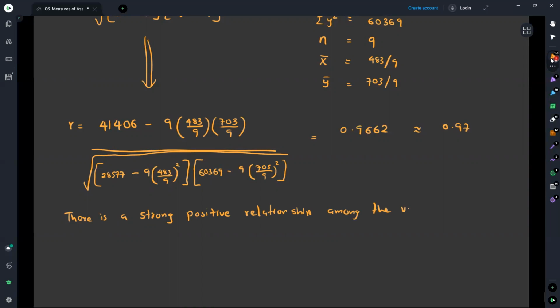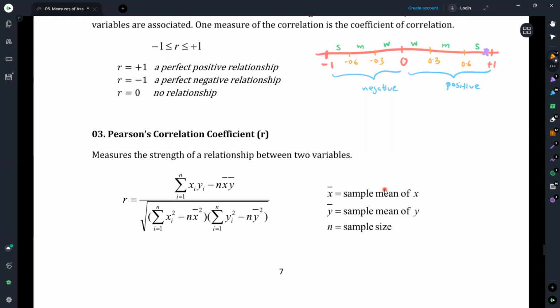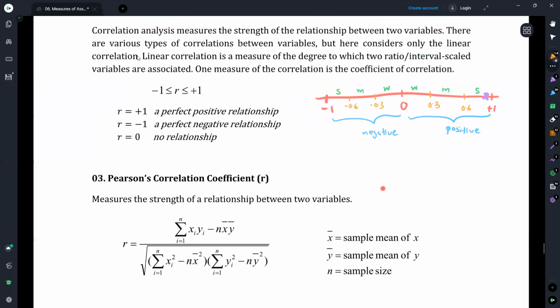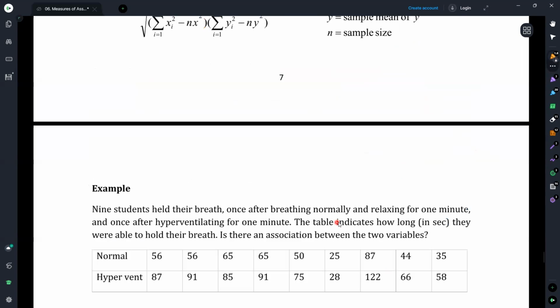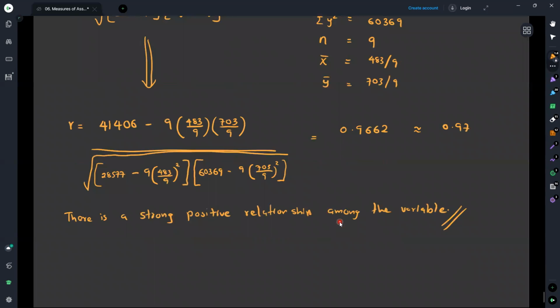among the variables. This is how we comment on the answer that we get under Pearson's correlation coefficient. Again, I would like to highlight this: when you obtain an answer, it should lie exactly between -1 and +1. You cannot get any values beyond that region. The value that you obtain should lie exactly between -1 and +1. And this is all I need to discuss for this session, and thank you all.